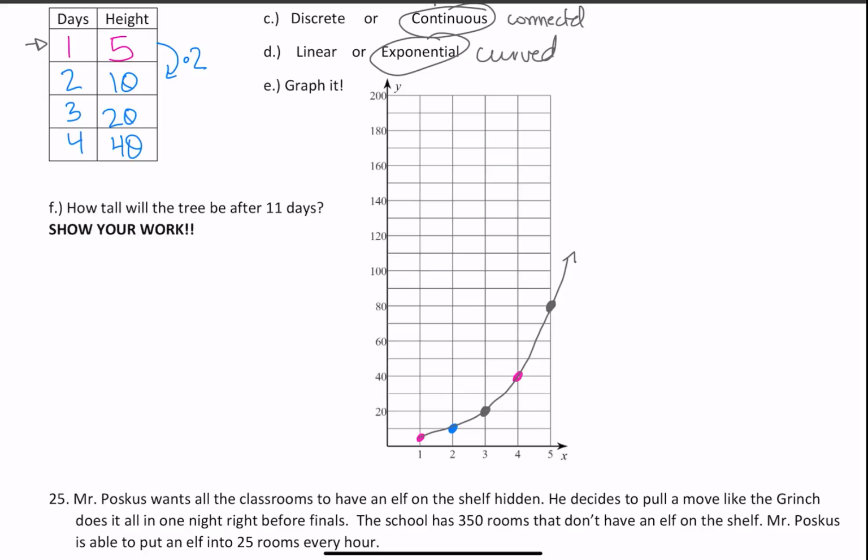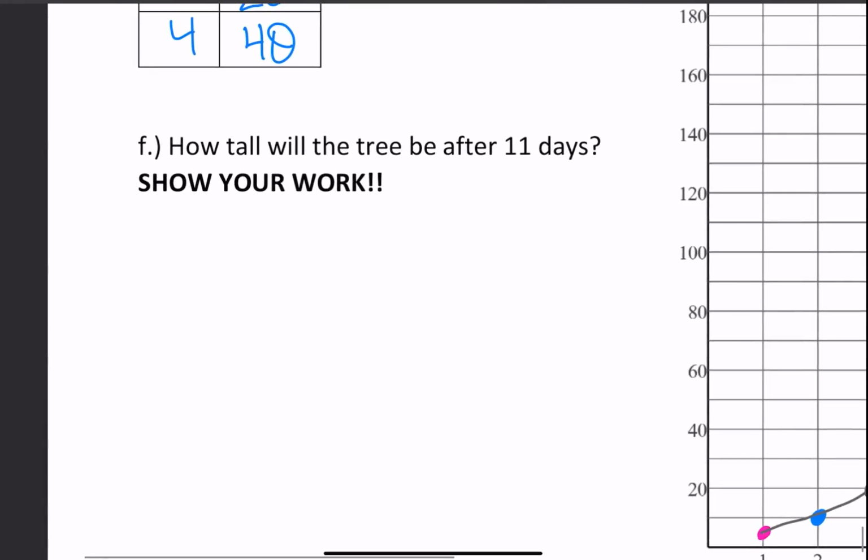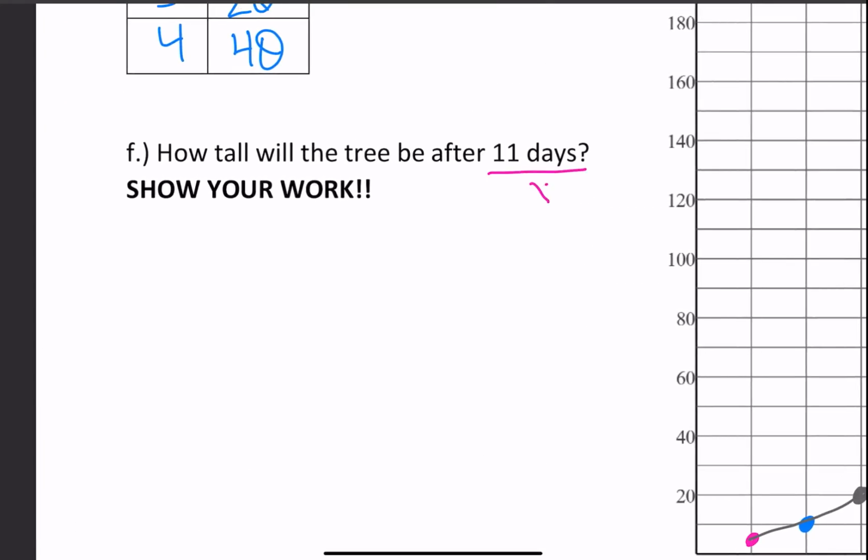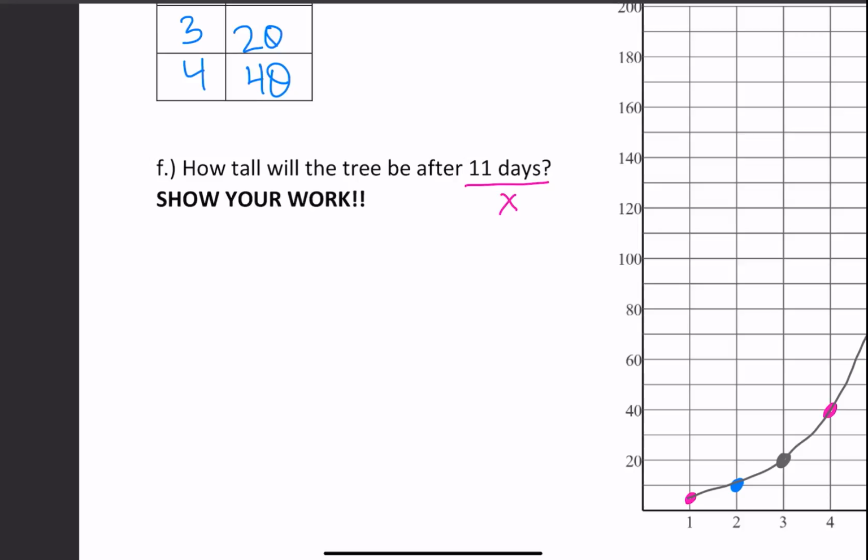Now, in letter F, it says, how many will it be after 11 days? Now, we can plug it in like we did in the last problem for letter F, but I'm sure many of you would prefer to do something more like this, right? So we had day 4, 5, 6, 7, 8, 9, 10, 11.